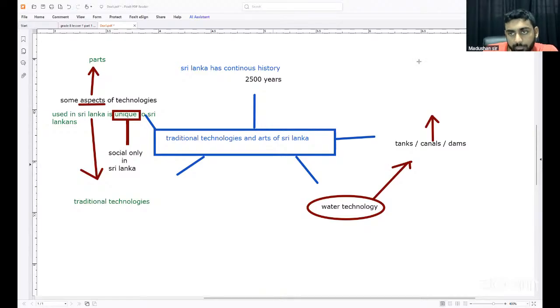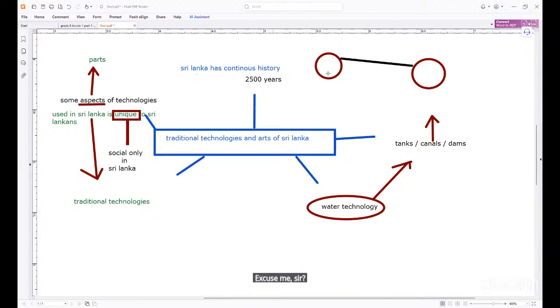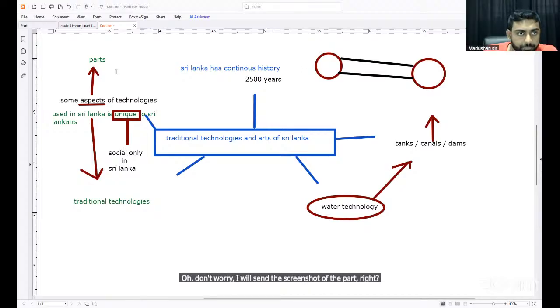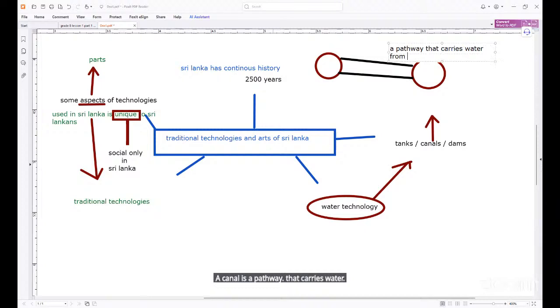What's a canal actually? A canal is, Buddha, the pathway that takes water from one place to another. Excuse me, sir. Yeah, Buddha, come on. Sir, I came now. Should we write this? Oh, no need, Buddha. Don't worry. I will send the screenshot of the part, right? Thank you, sir. Okay. A canal, now I'm giving you a definition for canal. A canal is a pathway that carries water from one place to another.